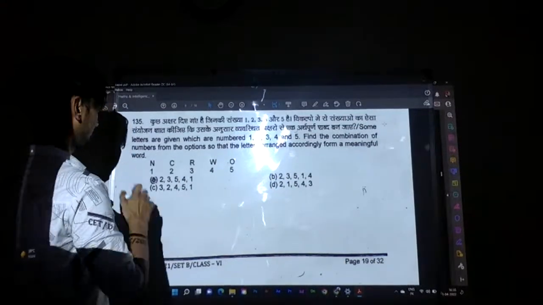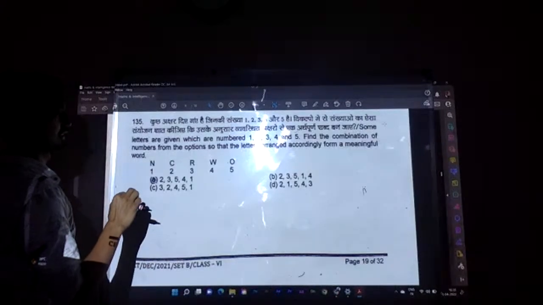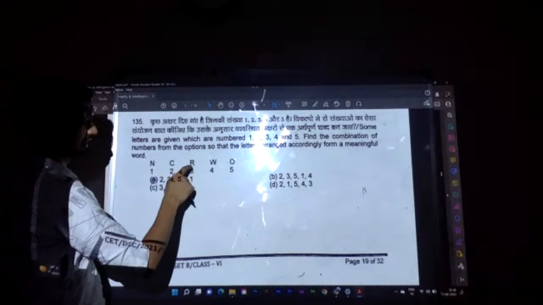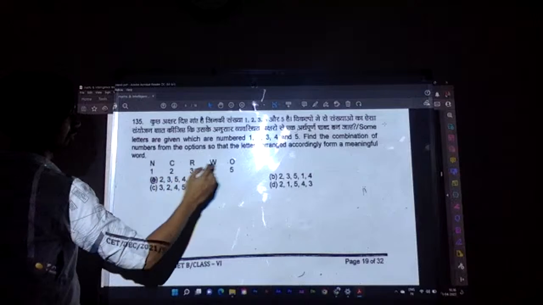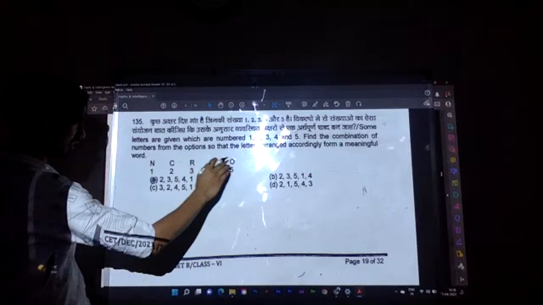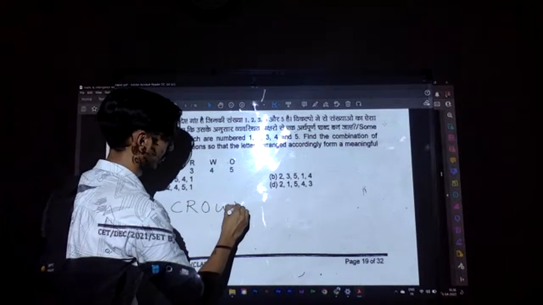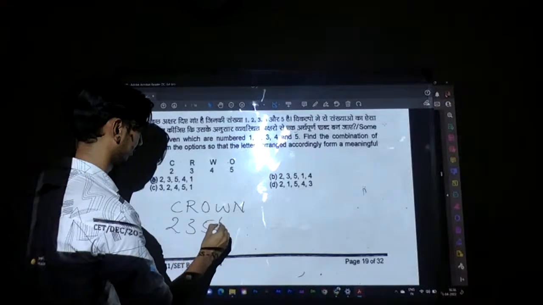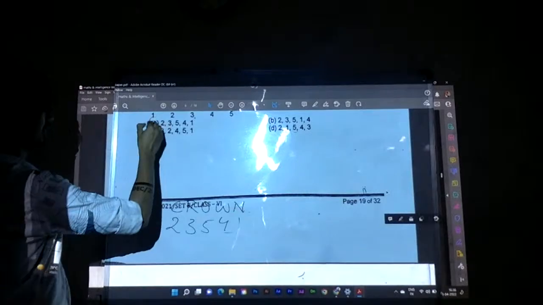So in this question, there are some letters which are coded as 1, 2, 3, 4, 5. We just have to find the combination of the numbers. N is given as 1, C is given as 2, R is given as 3, W is given as 4, and O is given as 5. We have to make a word from these given 5 letters. So the word becomes crown, so this will be 2, 3, 5, 4, 1. So the correct option will be option number A.